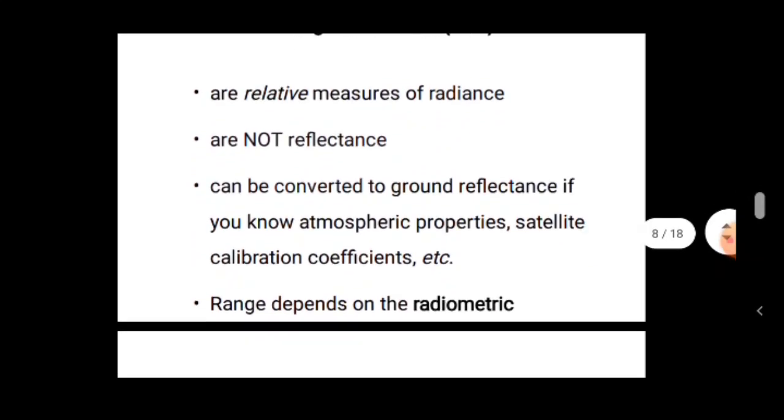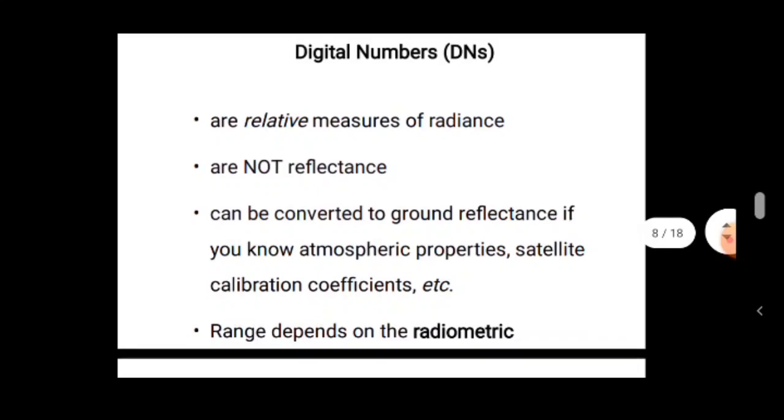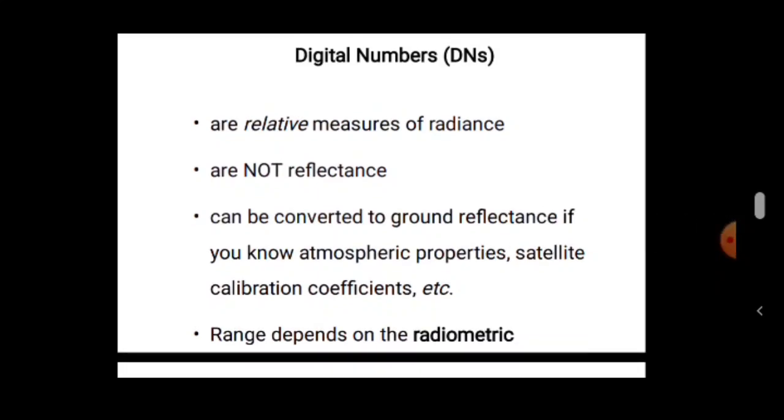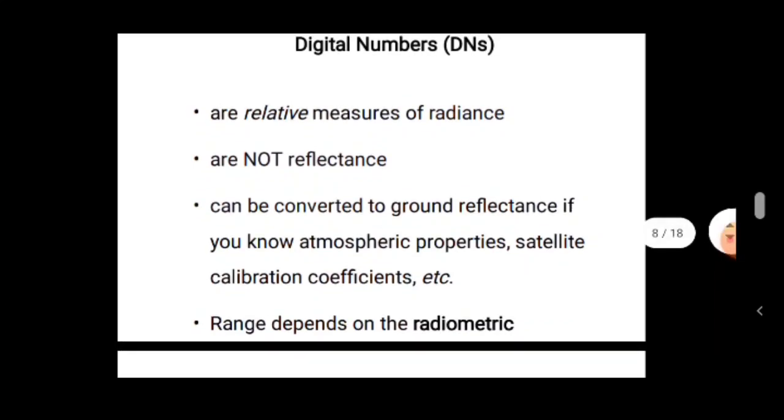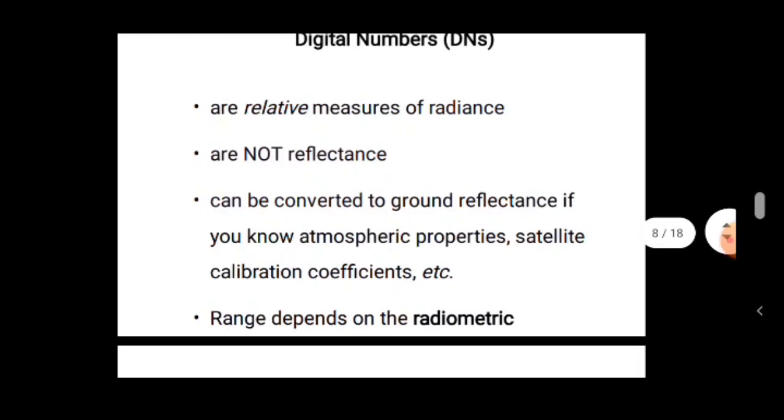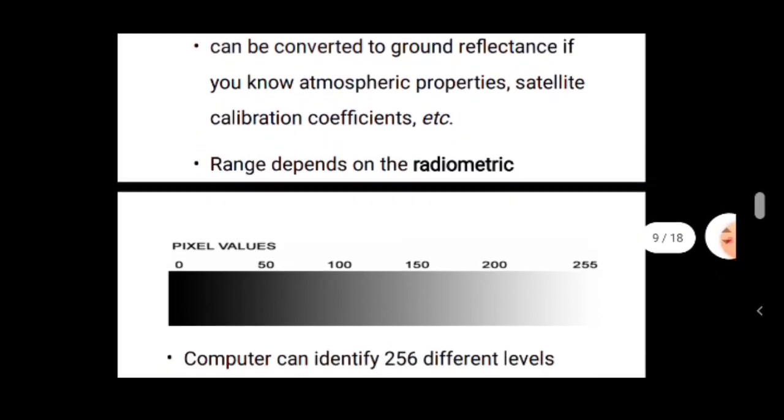So, as I was saying, a digital number can be converted to ground reflectance if atmospheric properties are known and satellite calibration coefficients are known. You can convert this data into ground reflectance, and the range of radiometric resolution.